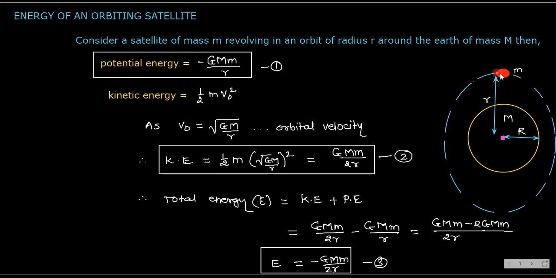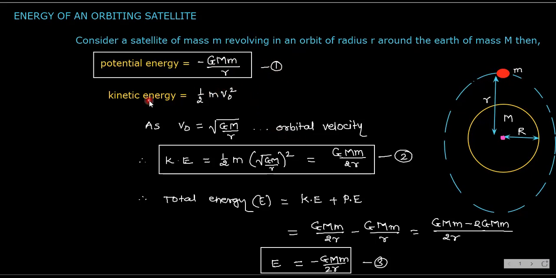Now, the gravitational potential energy at this point, where I have denoted the small m mass, is equal to minus GMm by r. Minus G, capital M, mass of the planet, small m, mass of the satellite, and r is the distance from the center to the satellite. So we got potential energy minus GMm by r. Let us suppose this is our equation number 1.